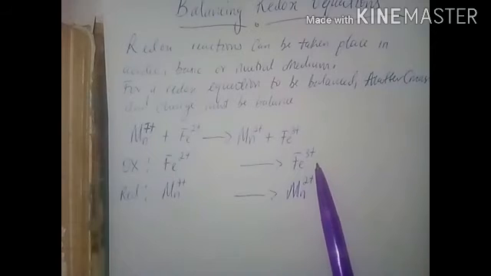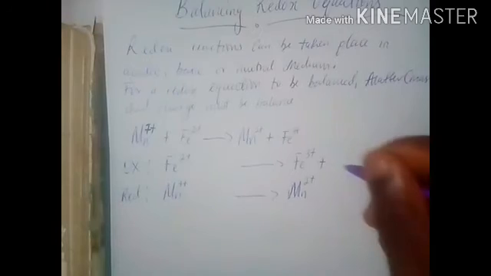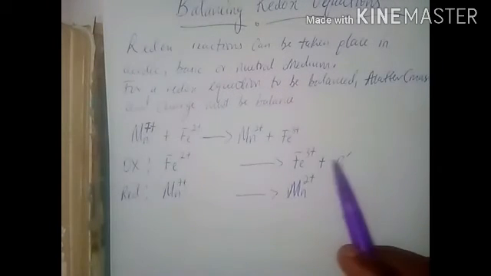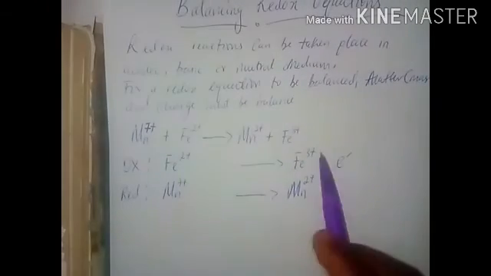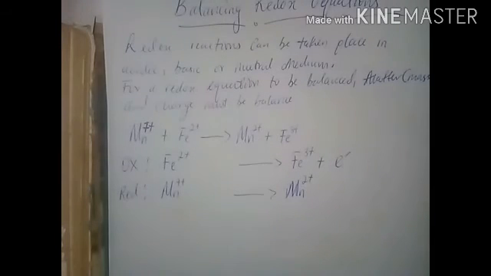So if we add 1 electron to this side, this will balance the number of electrons. So we add an electron to this side. Since the electron is negative, this minus charge comes here to neutralize one of these positive charges to give 2+, which is equal to the 2+ here. So we say this half equation is already balanced.